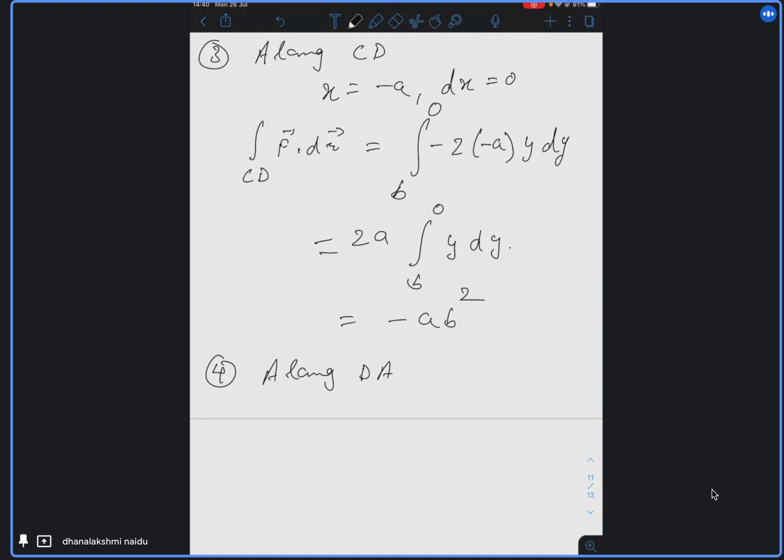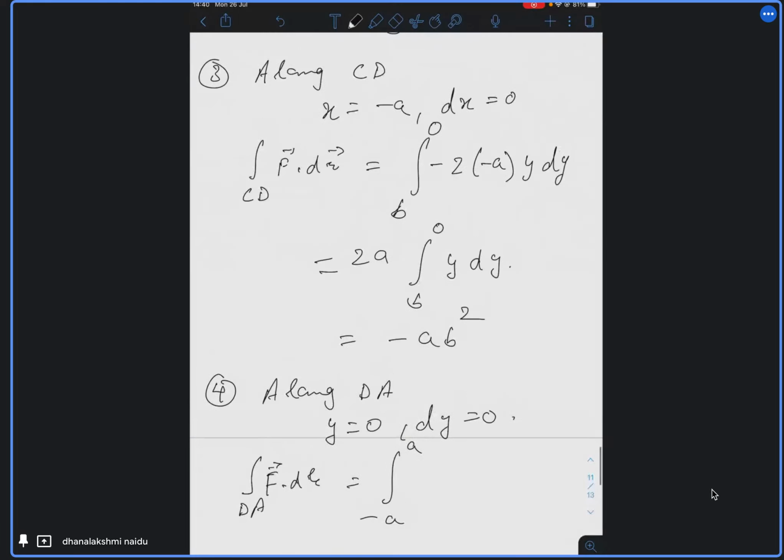So again along DA, what is not changing? Y is not changing. So dy is equal to 0. So along DA, f bar dot dr bar will be equal to, x limits are what? I think it should be minus a to a, plus 0, no? Minus a to a only.